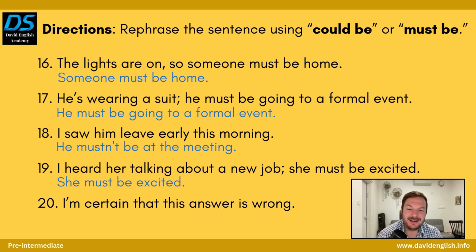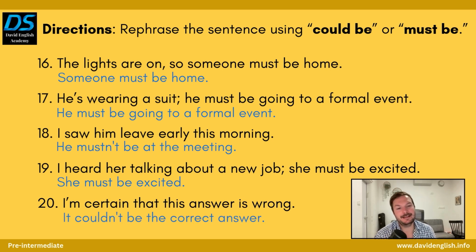And 20, I'm certain that this answer is wrong. So another way to rephrase that is, it couldn't be the correct answer. Guys, amazing job. You just did 20 with could be and must be. And remember, could be is like you're not 100% sure, and must be is when you are almost 100% sure, like 95% sure, 99% sure.